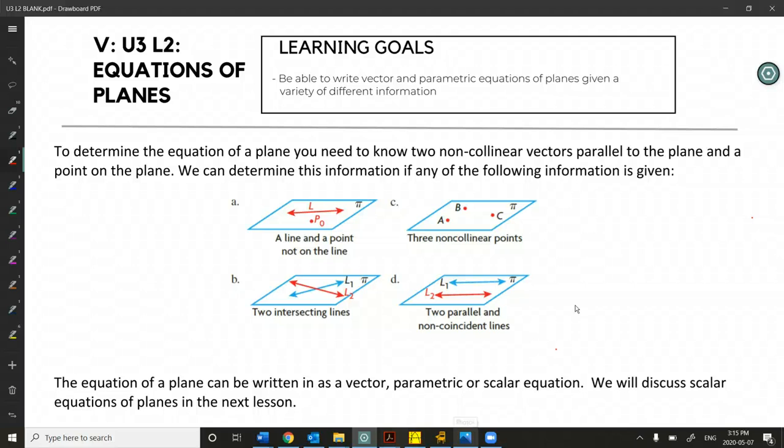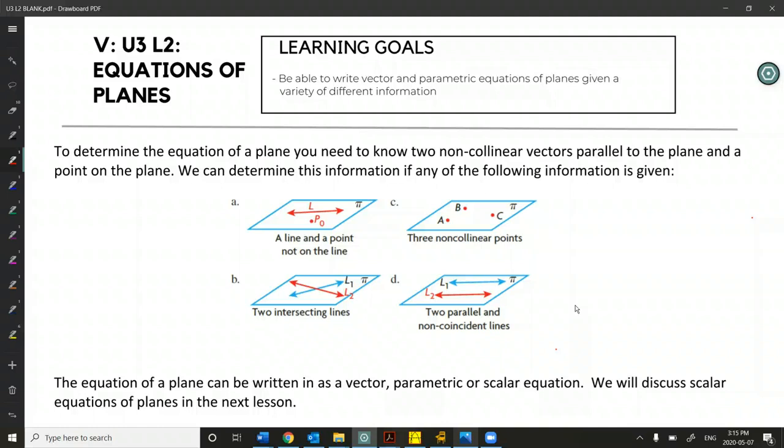Hey guys, today we're going to talk about equations of planes in 3 space. So in order to determine the equation of a plane, we need to know two non-collinear vectors that are parallel to the plane, and in order to define the position of the plane in space, we also need a point that is on the plane.